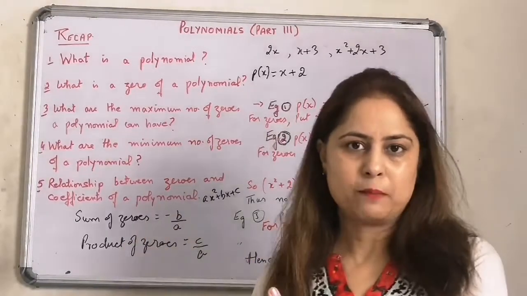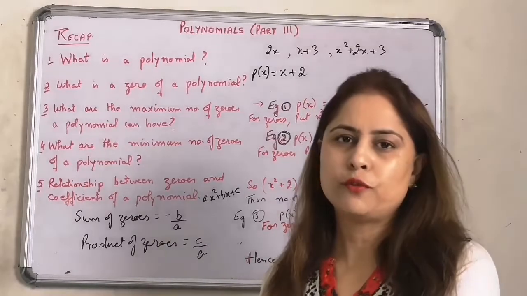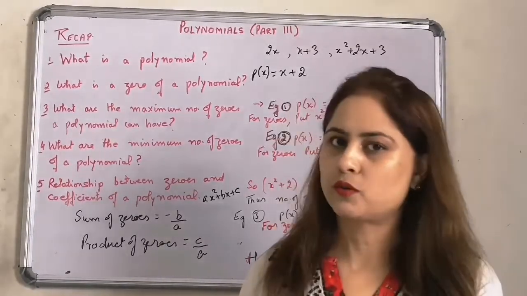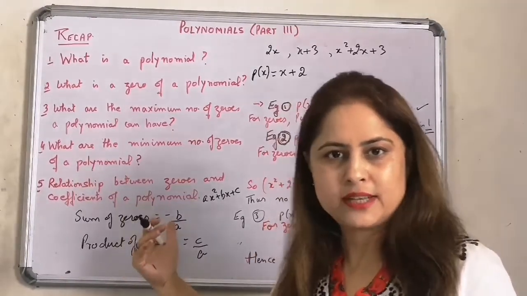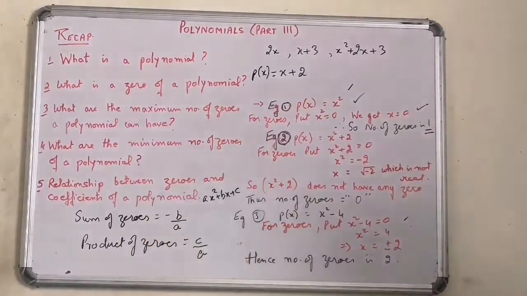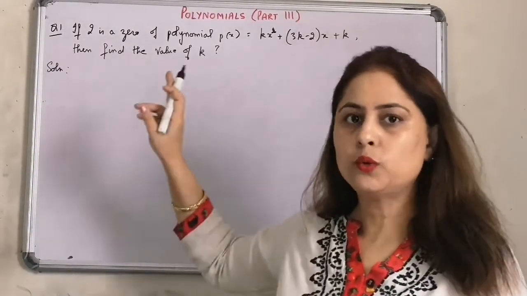So we have recapitulated what we have done so far, and now we are going to move to a few further questions on the application of zeros of the polynomial. We are proceeding with exercise 3.3. Let's take a pause to note this down. Boys and girls, this is a question which is not in the text, so do note it down.